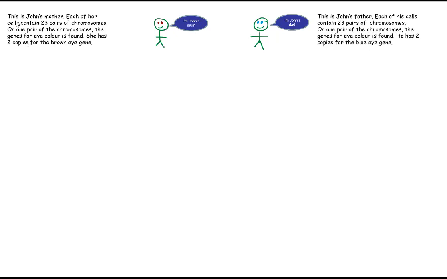John's dad has the same, only he has 2 copies for the blue eye gene. And there's their homologous chromosomes beside each other. So remember, you have 2 copies of the same chromosome, so they're homologous chromosomes. But when people produce gametes by meiosis, only one chromosome from each pair can go into the gamete.